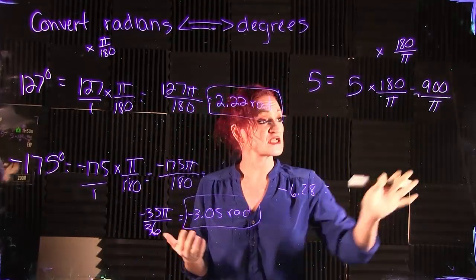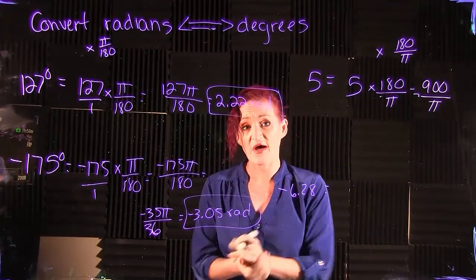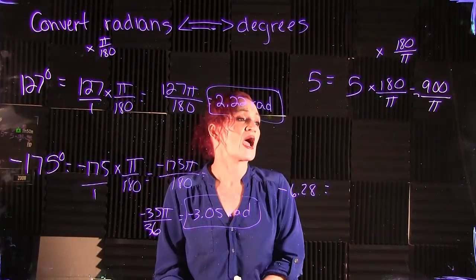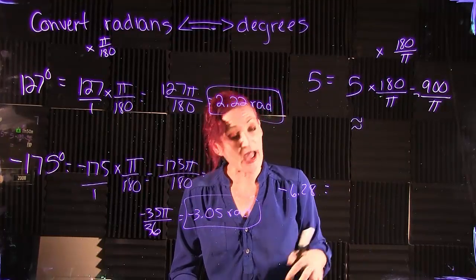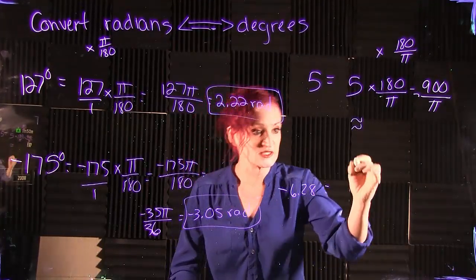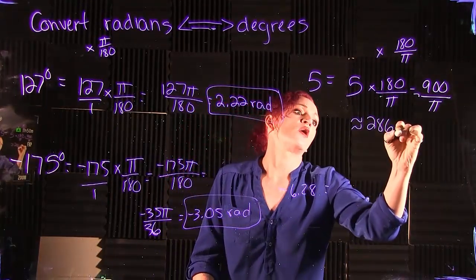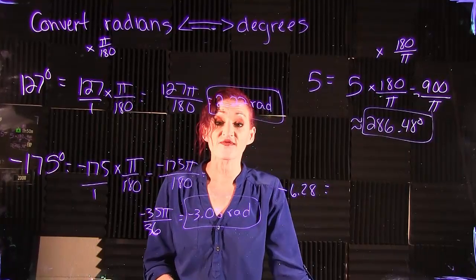Again, sometimes leaving your answer in this form is fine. A lot of times they do want it reduced to a decimal. So if you do 900 divided by pi in your calculator, rounded to 2 decimal places, we're looking at about 286.48 degrees for that one.